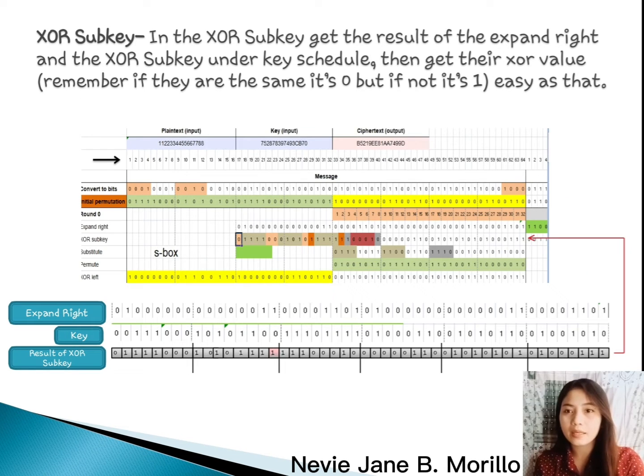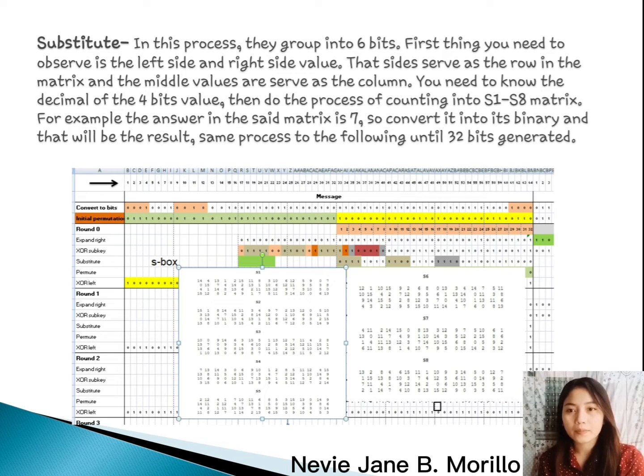XOR subkey. Get the result of the expand right and the XOR subkey under the key schedule. Then get their XOR value. Remember, if they are the same, it's 0. But if not, it's 1. Easy as that.